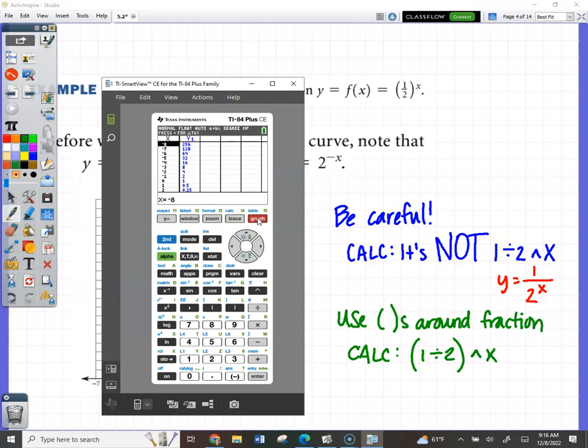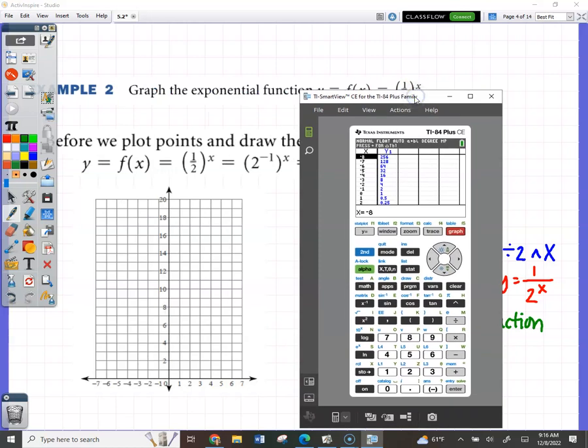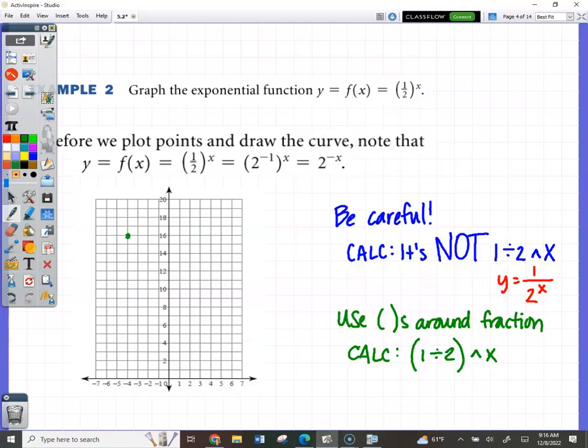So this one is, you can graph negative 3, 8, you can graph negative 2, 4, negative 1, 2, 0, 1. This one is like a flip. Now it's going this way, right? Now you can see negative 4 goes to 16, negative 3 goes to 8, negative 2 goes to 4, negative 1 goes to 2. It's going this way now.